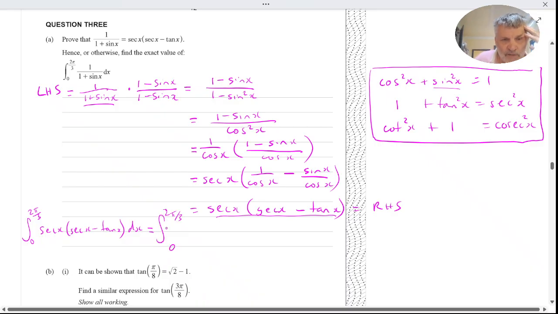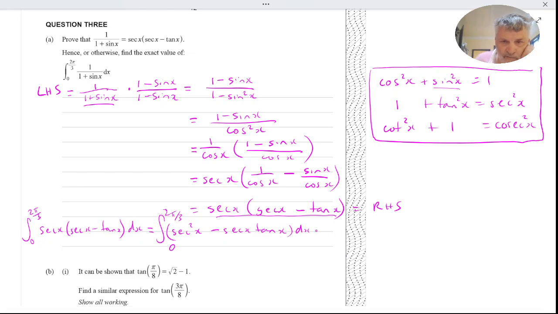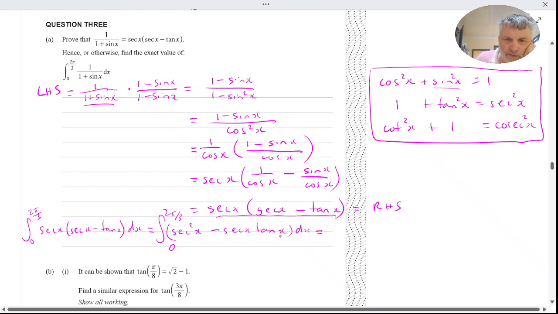I can multiply this out, so I get sec squared x, and I get minus sec x tan x. And these two integrals are actually integrals that are directly out of the formula book. So if you integrate sec squared, you get tan x, and if you integrate sec x tan x, you get sec x. So now we've done the integration, and we're just left with substituting in the values.